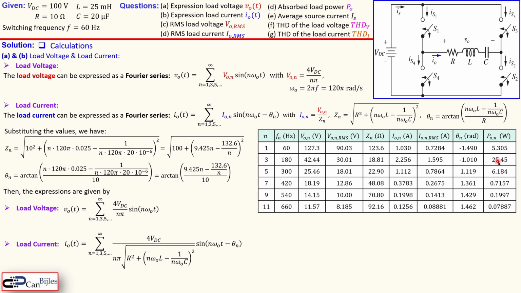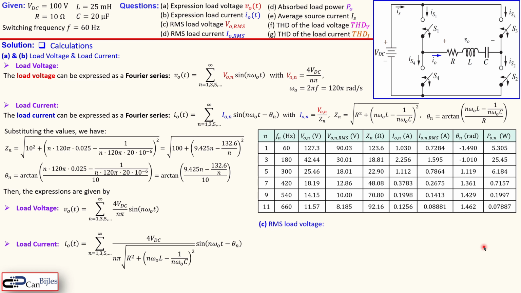The next one is then 25.45 watts. And the next one is then etc., in similar form. And for that we can also determine later the required or absorbed load power. But how do we determine all these things? That is of course important.